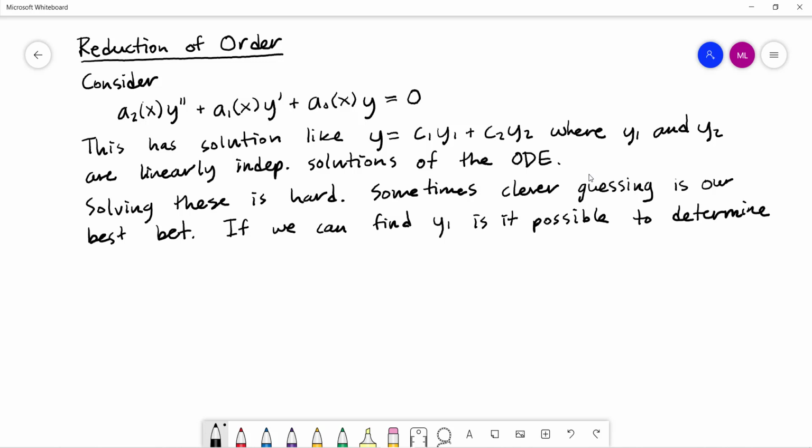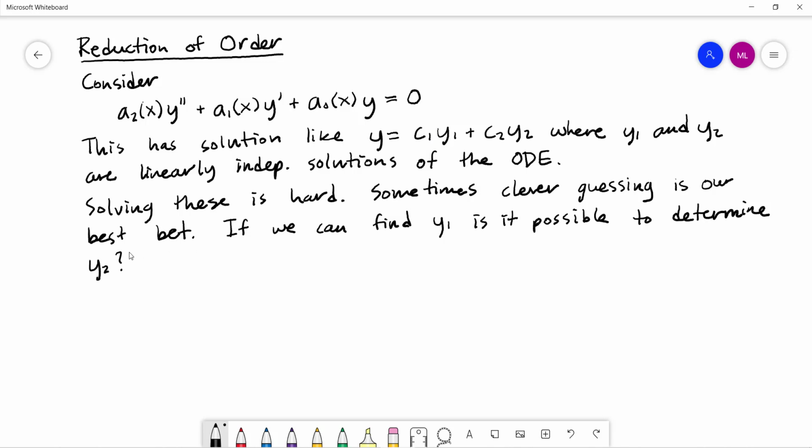Maybe lightning strikes once and we're able to come up with one solution that works. But maybe lightning doesn't strike twice, and we don't know how to find the second solution. Can we use this first solution to determine the second solution? And the answer is yes. That's what this reduction of order is all about. So it's going to require us to know exactly one of these two linearly independent solutions in order to find the other one.